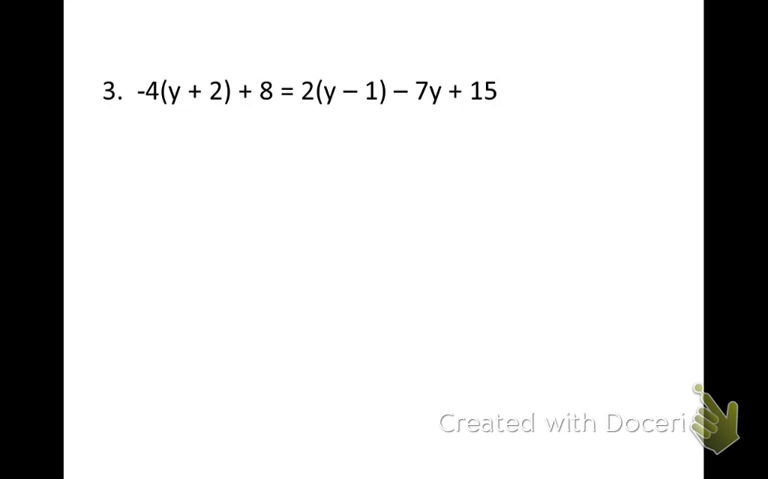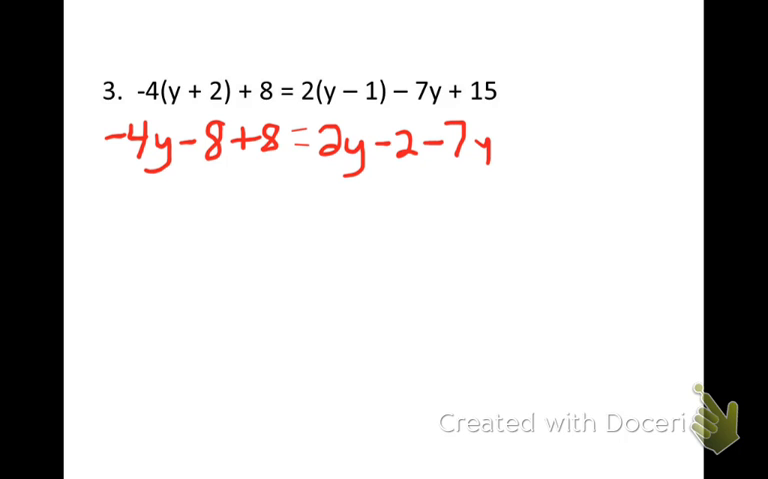We have one more example. Again, we're going to start by distributing. Negative 4 times y would be negative 4y. Negative 4 times positive 2 would be minus 8. Still got my plus 8. The other side, I'm going to distribute a 2. 2y. 2 times negative 1 would be negative 2. I have a minus 7y and a plus 15.